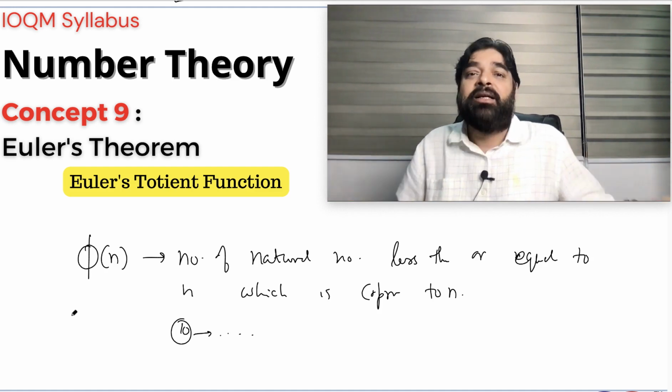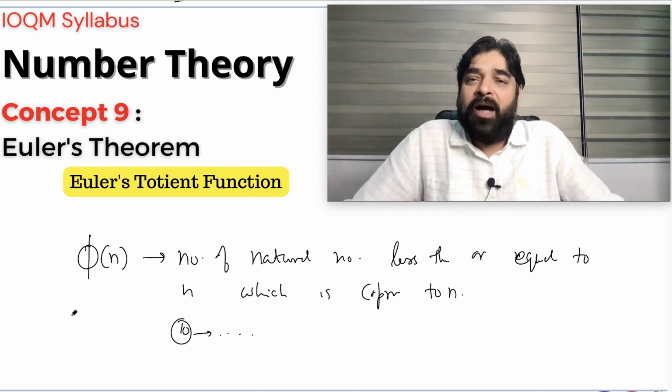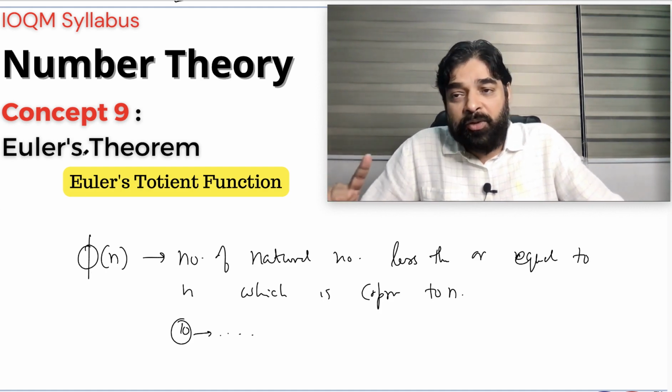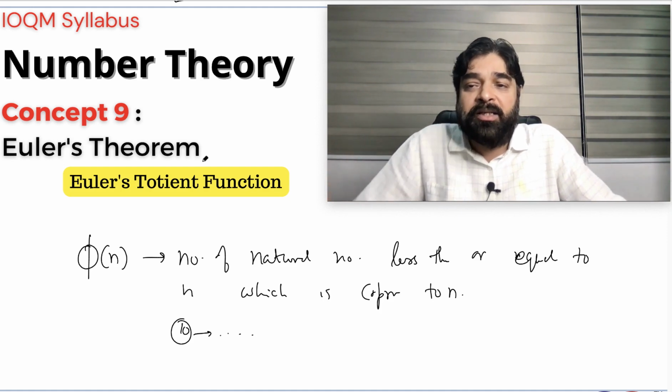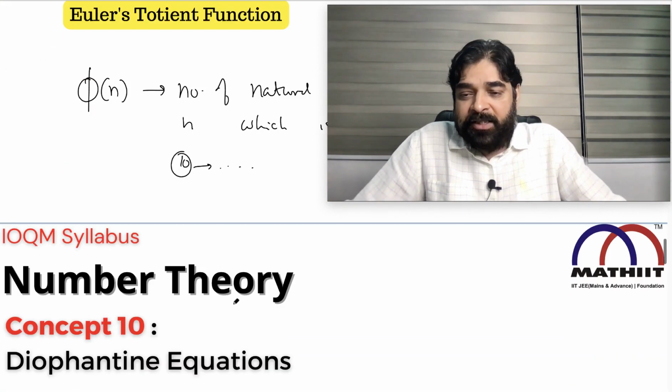This is a slightly lengthy concept. Not lengthy, it will take half an hour. If you spend half an hour, you will get perfect at this. So this is concept 9. My concept 9 is Euler's theorem, and especially this one. Okay. Next.